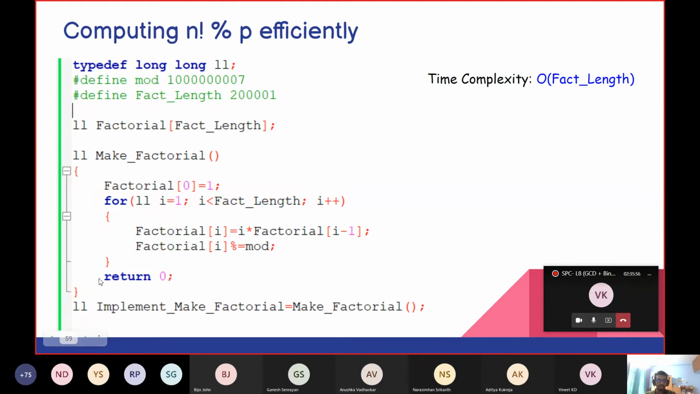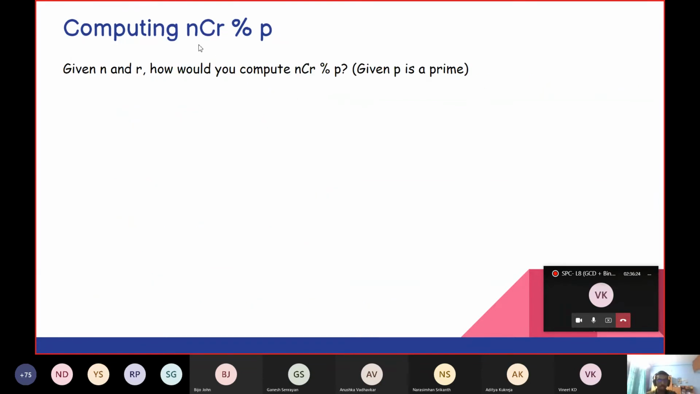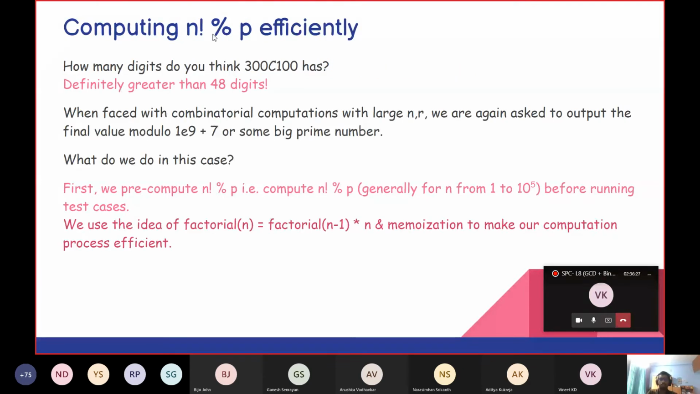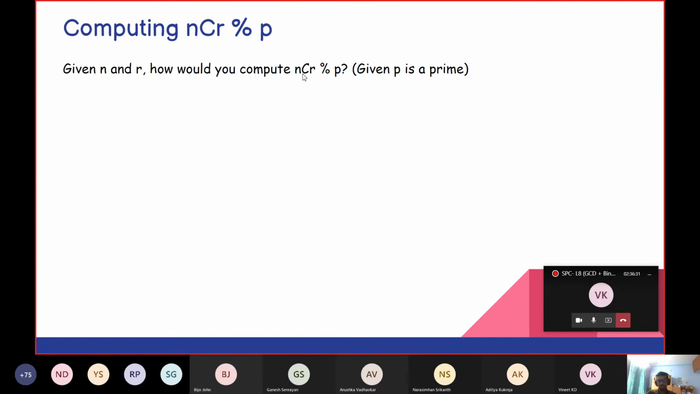And then once I've computed, I've basically declared the function and then I've called the function here, right? Time complexity is this for loop. The time complexity of this for loop is from 1 to fact length. So time complexity is O of fact length, depending on what they give in the question. So if in the question they say you might have to calculate numbers till 10 power 6, then so be it. Or if you have to compute only till 1000 factorial, you'll keep this as 1000. So yeah. Now, computing nCr percentage p. So initially we wanted to compute 300, 300. So now, how would we compute nCr percentage p?